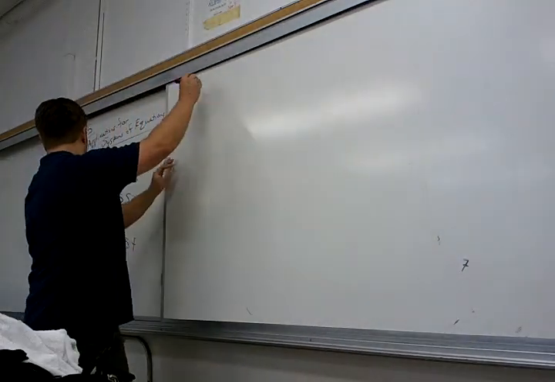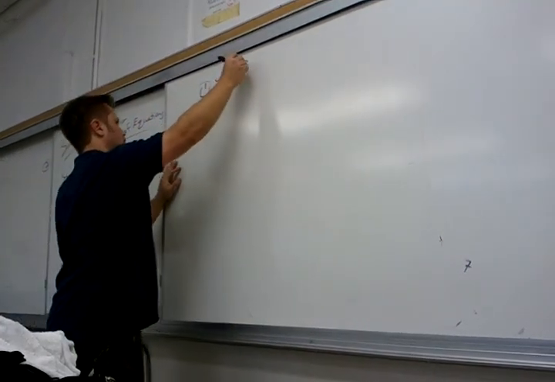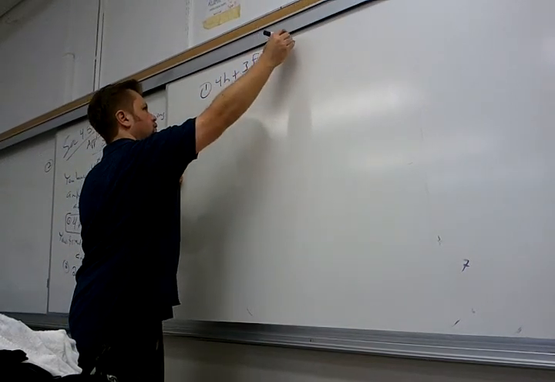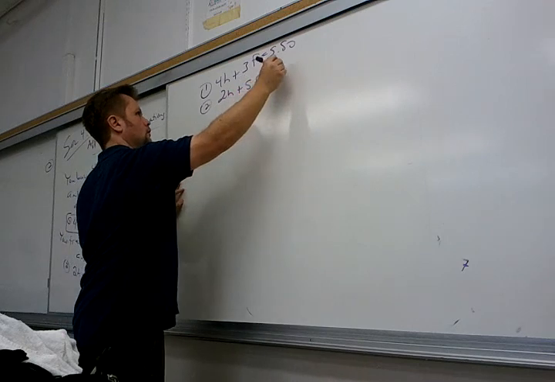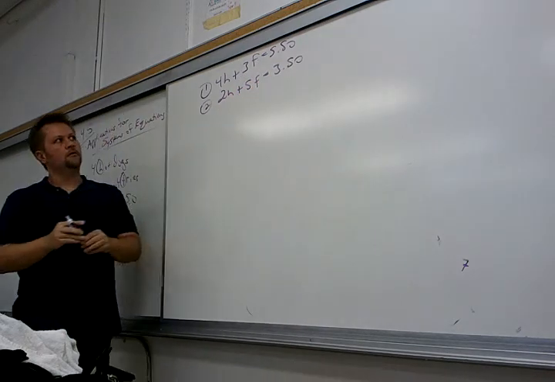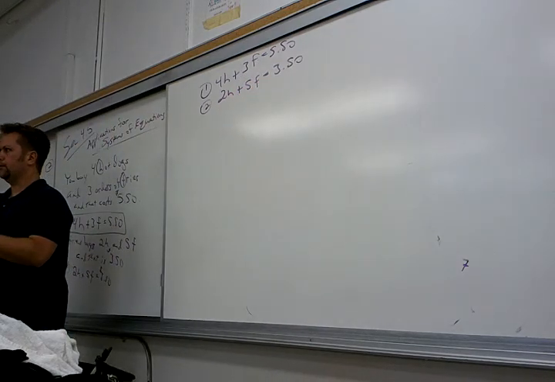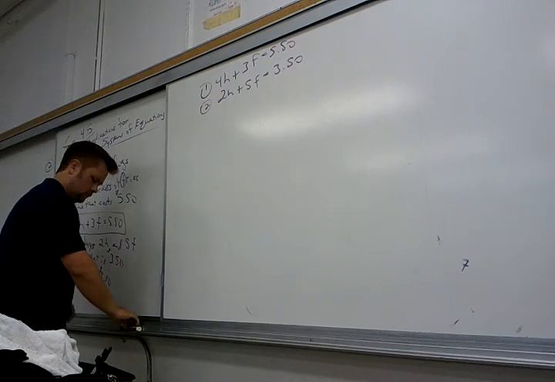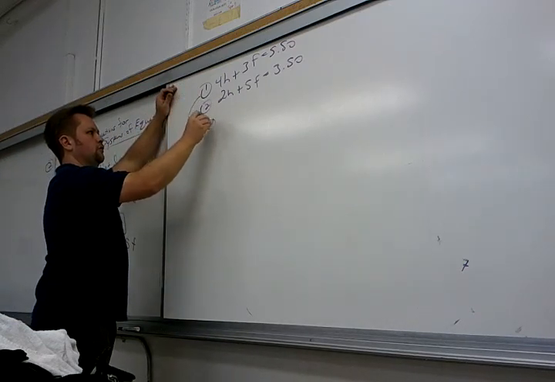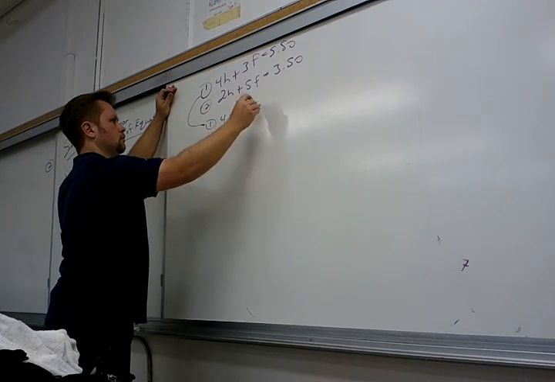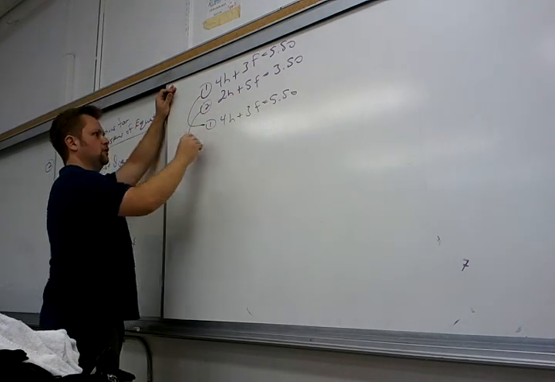So here's our first equation, 4H plus 3F equals 5.50. The second equation was 2H plus 5F equals 3.50. Who's got a suggestion? How do I solve that? Multiply by -2. Exactly. Multiply the second one. Leave the first one alone, so we're using the addition method, correct?